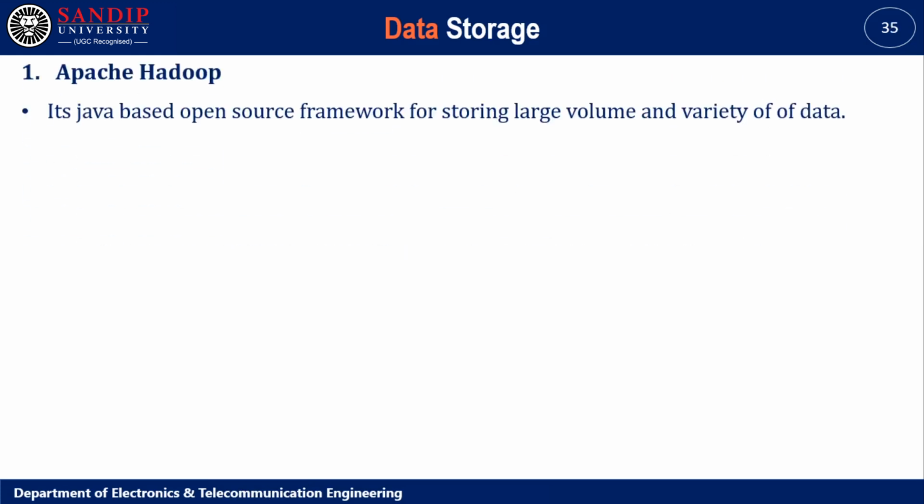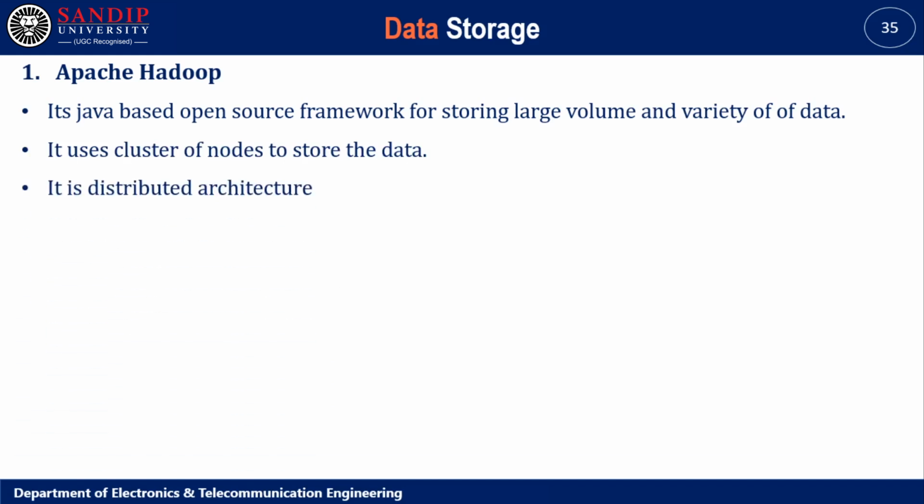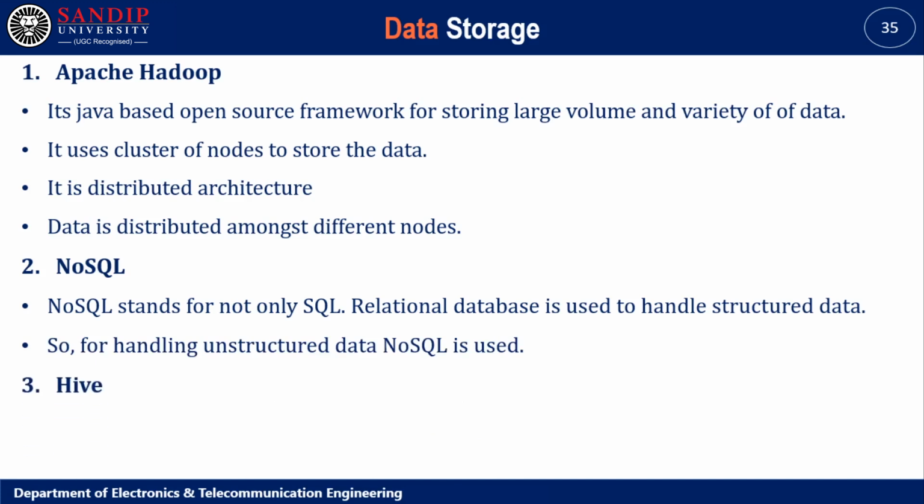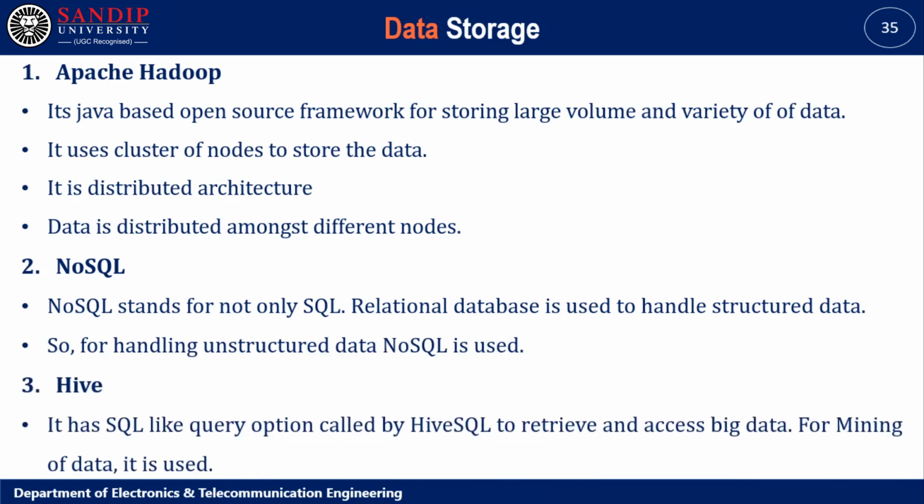Apache Hadoop. It's a Java-based open source framework for storing large volume and variety of data. It uses a cluster of nodes to store the data. It is a distributed architecture. Data is distributed among different nodes. NoSQL. NoSQL stands for not only SQL. Relational database is used to handle structured data. So for handling unstructured data, NoSQL is used. HIVE. It has a SQL-like query operation called HIVE SQL to retrieve and access big data.